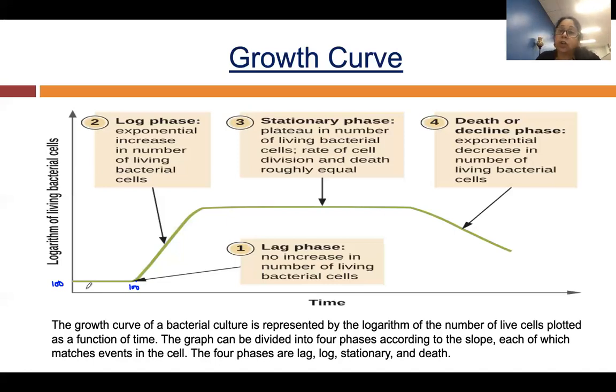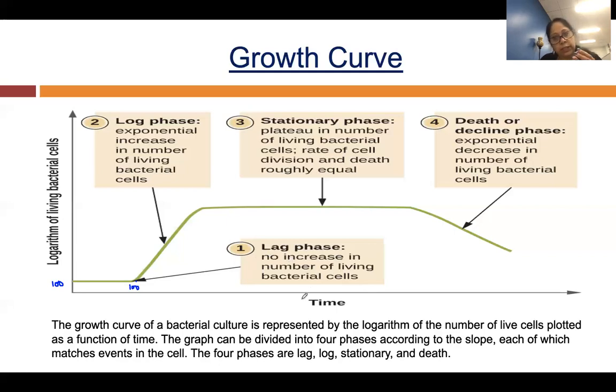Not only that, during the lag phase, they start eating, they start metabolizing. They start storing all the protein enzymes, and that also requires a little bit of time. So they grow in size, but they don't grow in number. That's the lag phase.